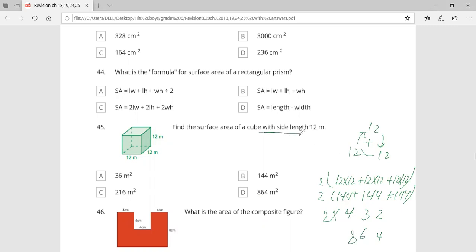We have another formula, but it's easy to do like this. It's correct. Another formula: you just multiply 6 by the area of one face. The surface area of a cube is 6 times the area of one face. Why 6? Because the 6 faces have the same area. 12 multiplied by 12, the area of one face, you get 144. If you multiply 144 by 6, it's going to be 864.